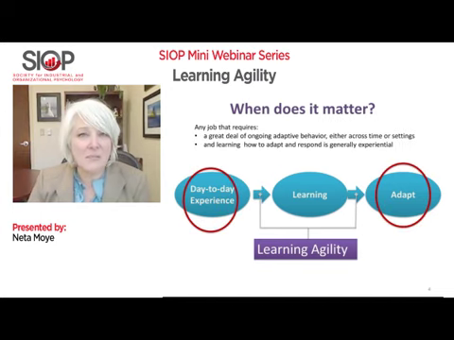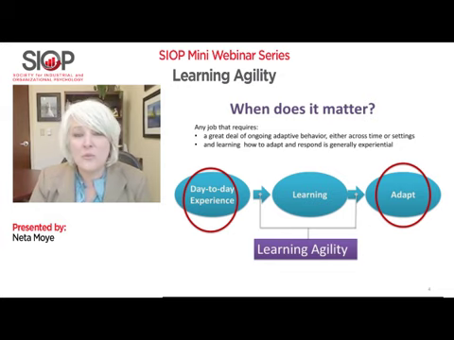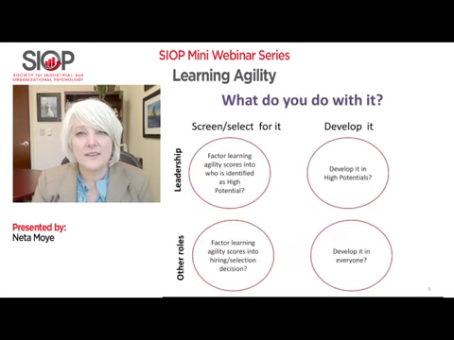Now, when will it matter? If you look at that model again, there's really two conditions where learning agility is going to matter more. One is any situation that requires ongoing adaptive behavior, either across time or settings, and where most of the learning about how to adapt those new behaviors comes from experiences. There's a lot of on-the-job experiential learning.